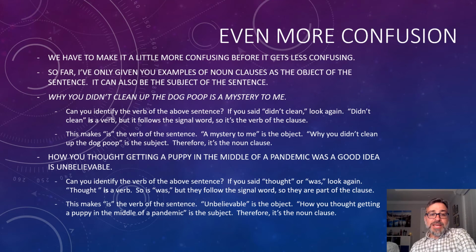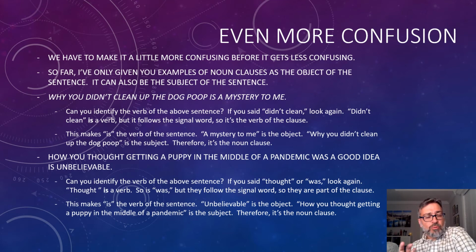Okay, we need to make it a little more confusing before it gets less confusing. So the examples I've given you so far are noun clauses as the object of the sentence. And they could very well be objects of the sentence, but they can also be subjects of the sentence. Now, these sentences sound a little bit strange, but it's because they have a noun clause as a subject, not a normal subject. So, why you didn't clean up the dog poop is a mystery to me.